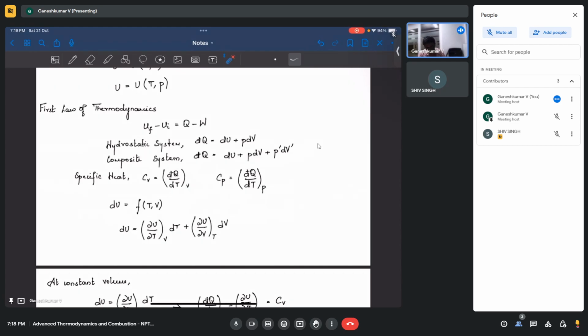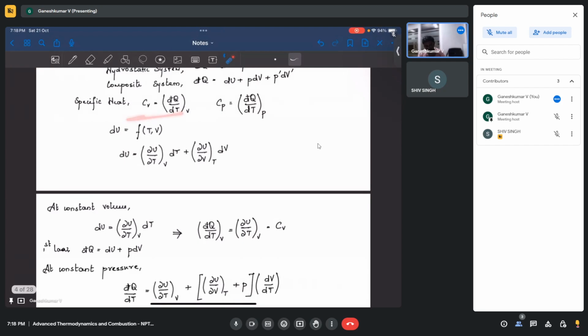And going forward, we also define specific heat for a constant volume process and specific heat for a constant pressure process, which is nothing but the amount of heat required for a small change in temperature. To generalize this, it is the amount of energy required for a change in temperature of 1 Kelvin. If it is a constant volume process, it is called CV. If it's a constant pressure process, it's called CP. That is how we define CP and CV.